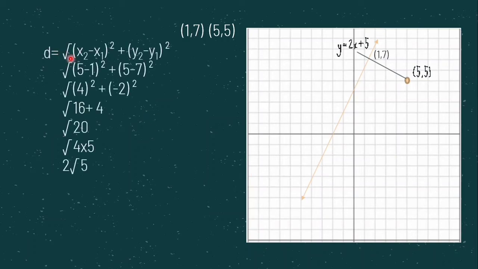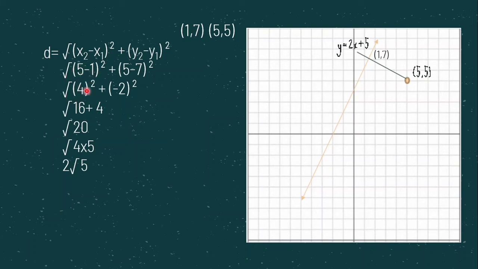So the distance formula is the square root of x sub 2 minus x sub 1 squared plus y sub 2 minus y sub 1 squared. Then plug in the known values. X sub 2 is 5. X sub 1 is 1. Then y sub 2 is 5. And y sub 1 is 7. Then square root of. Don't forget the radical sign.